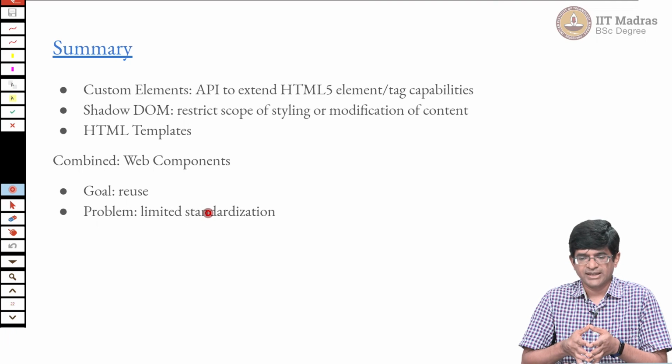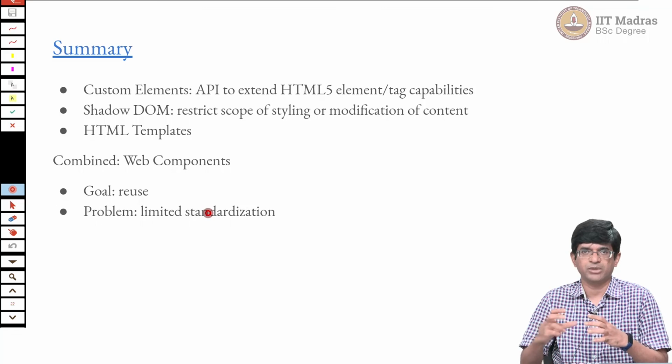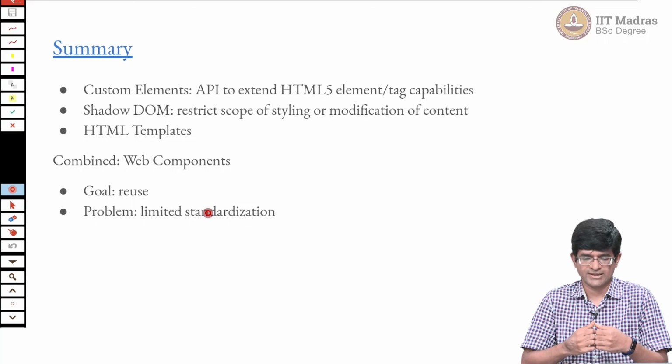So to summarize, what is the point of web components? It basically is an API that can allow you to extend HTML5 element or tag capabilities, right? It uses something extra called the shadow DOM, which restricts the scope of styling and allows you to create self-contained, encapsulated units, and it uses templates that allow you to write reusable code, okay. You combine all these three together and you have this definition of something called web components, right? And the primary goal of this is reuse of widgets. Well, widget is just a generic term for something that you might want to use in different parts of your screen, of your user interface.